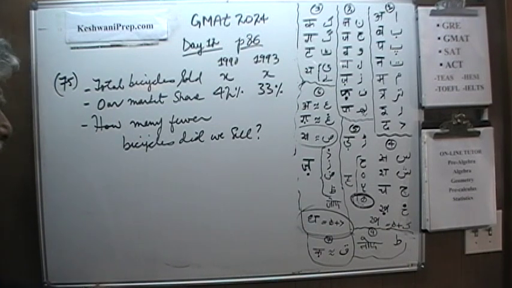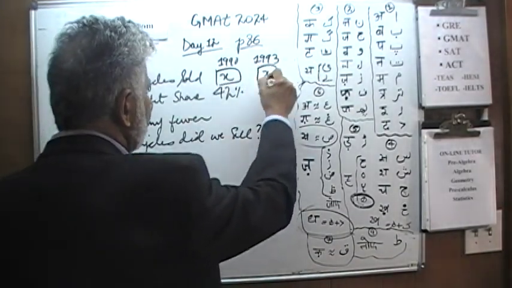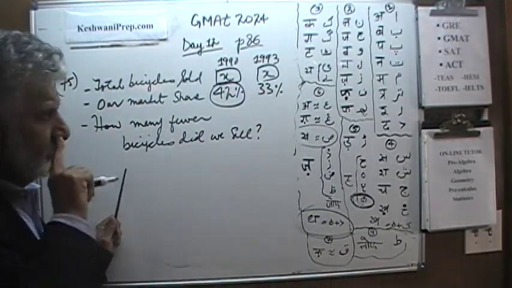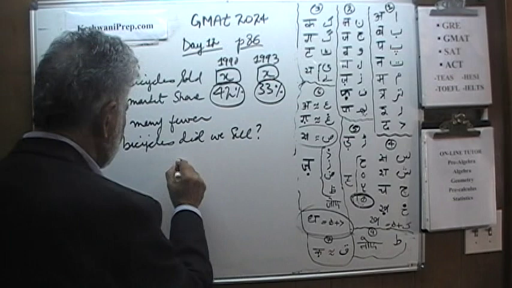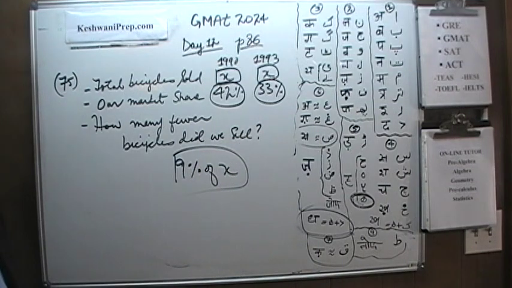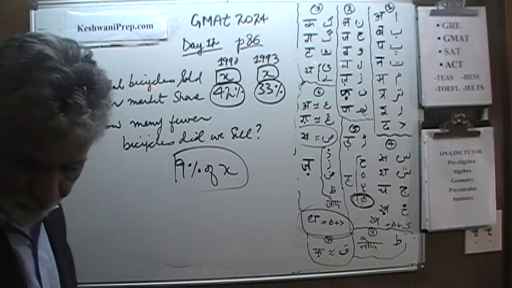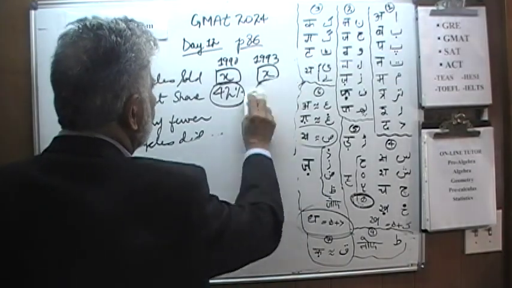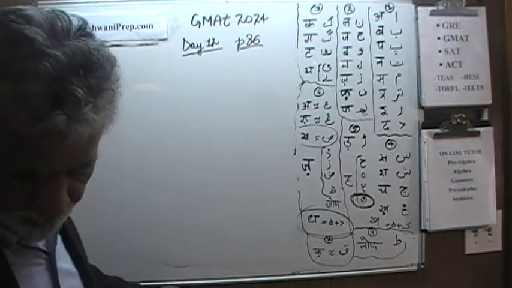Well, since the number of total bicycles that were sold is the same, it does not change. It's X bicycles were sold in both periods. In this period, we sold 42% of the bicycles. In this period, we sold 33%. So how many fewer bicycles did we sell? The answer is 9% of X, because it went from 42 to 33. That was the end. Whatever the X was, we sold 9% fewer.